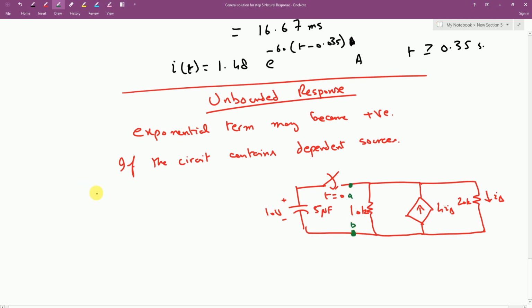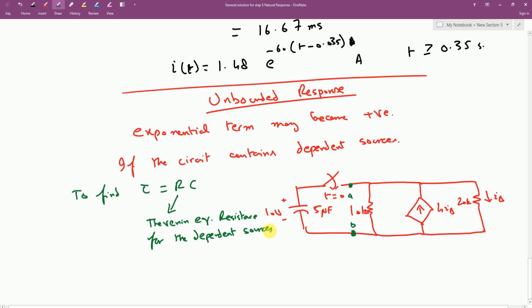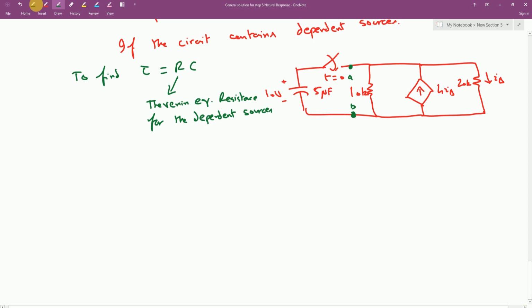So first of all, to find the time constant, tau, that is equal to RC, this R requires the procedure that adopts the Thevenin equivalent resistance for the dependent sources, right? So the procedure that we discussed in the previous classes, in which we discussed the Thevenin method, can be adopted here. So for example, let me redraw the circuit.